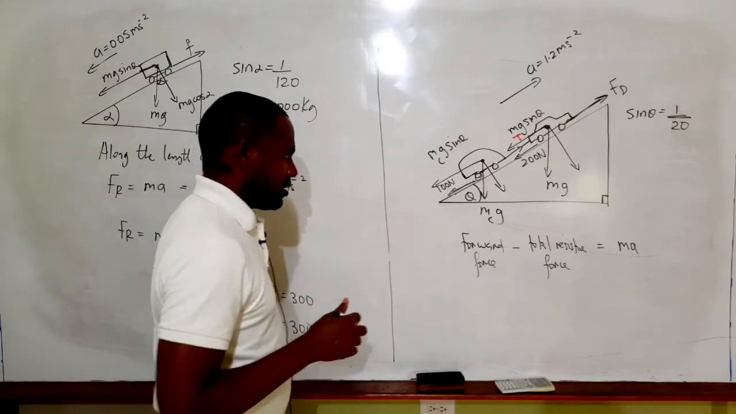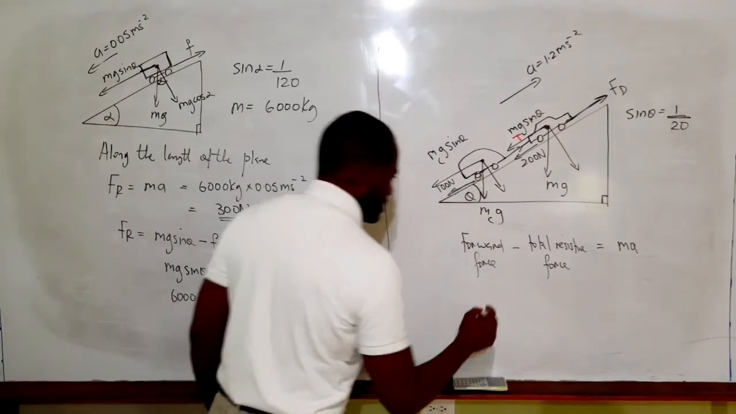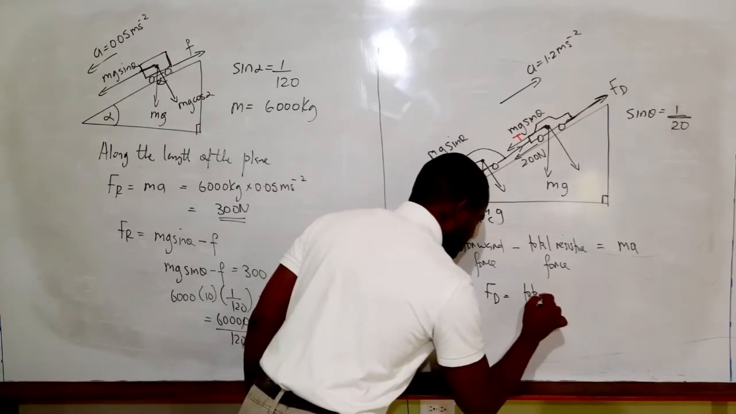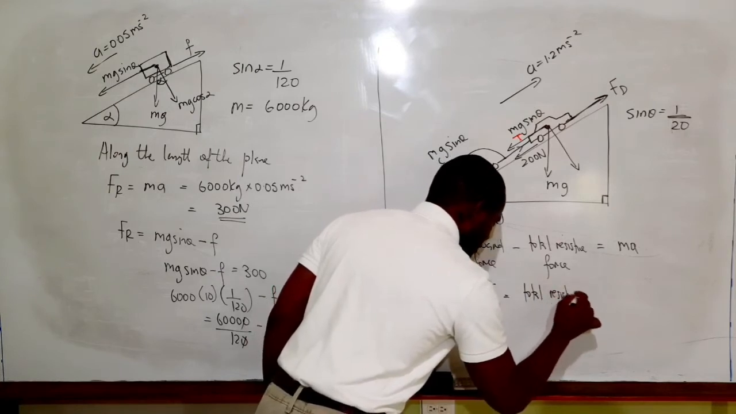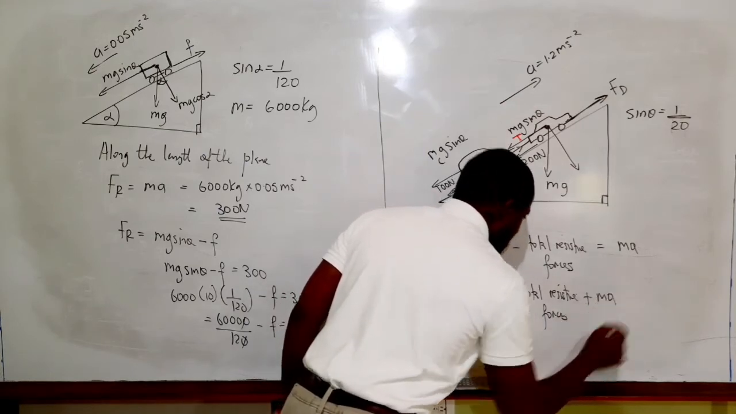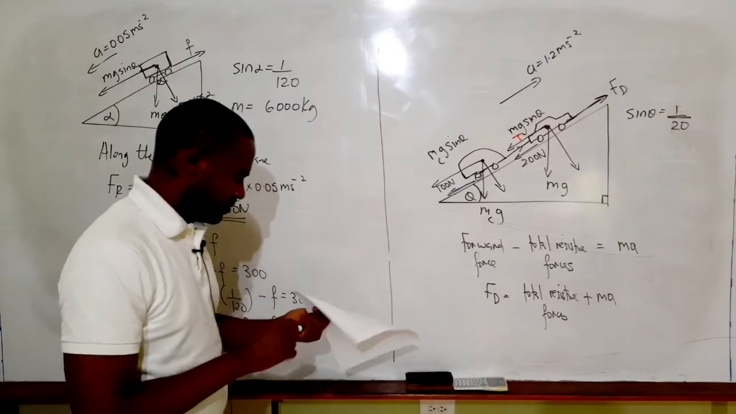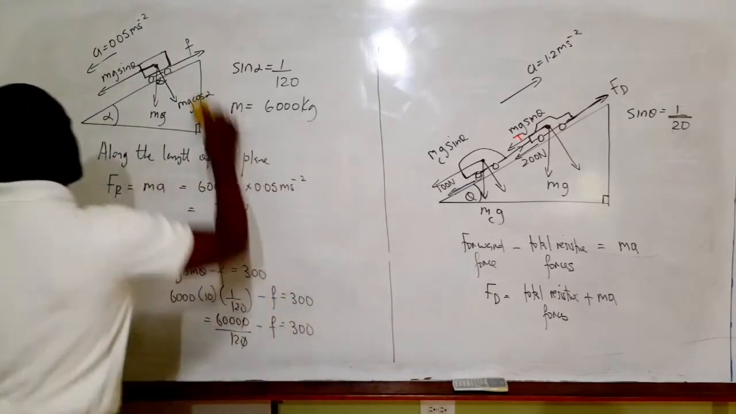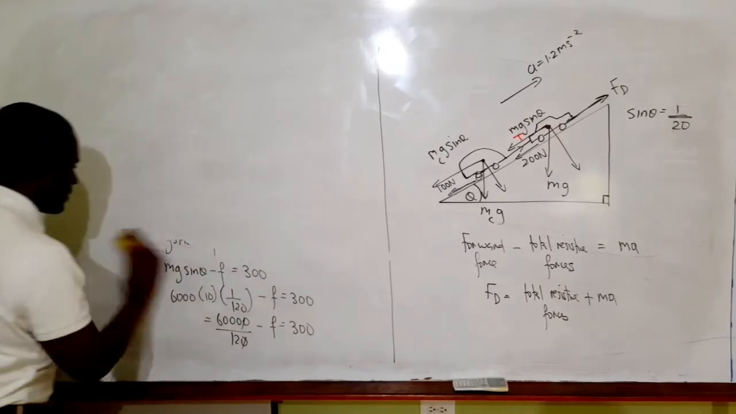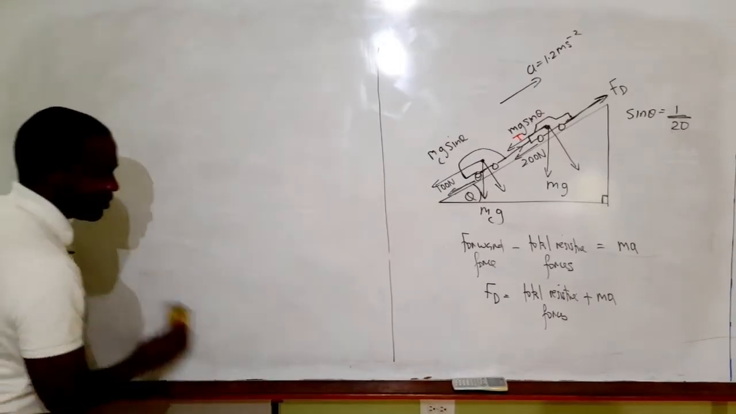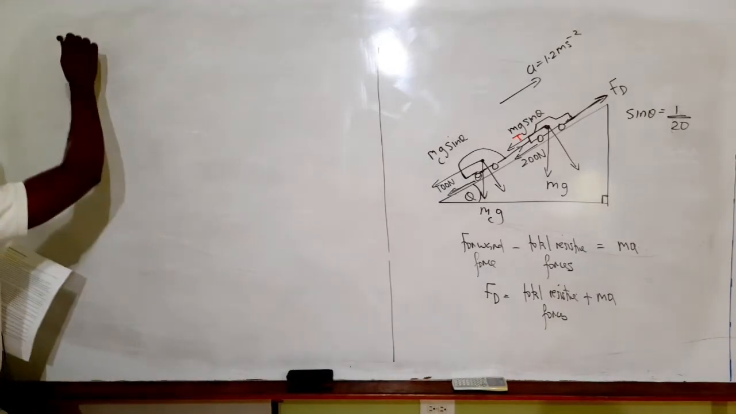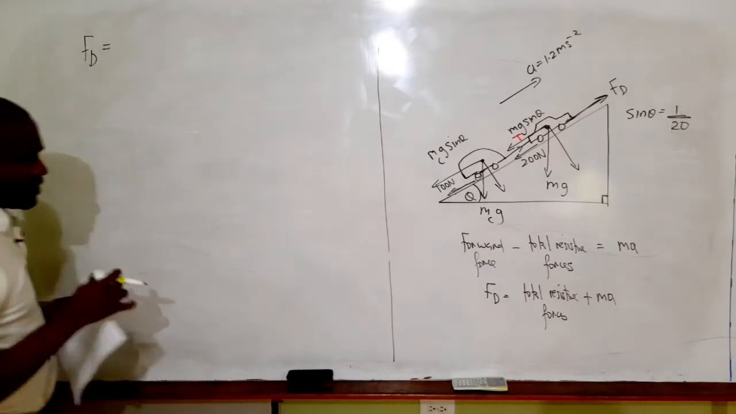And so if we were to make the driving force the subject, then this basically means that the driving force Fd is equal to the total resistive force, or the total resistive forces, plus mass by acceleration, right? So let's begin to work out our situation. So therefore the driving force Fd, now let's work out this part first.